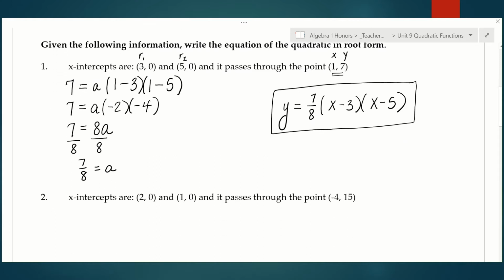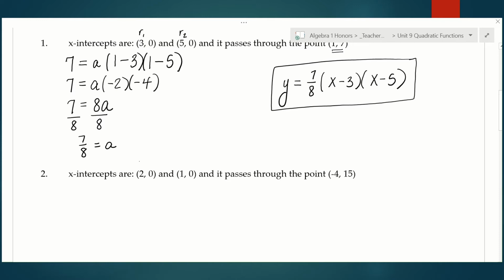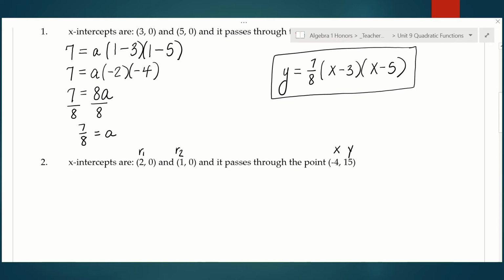Okay, so let's try another one. Number 2, again, we're given the x-intercepts, and we're told that this parabola passes through the point -4, 15. Okay, so again, root 1, root 2, x-coordinate, y-coordinate. So a is what I don't know. All right, so in place of y, we're putting 15. A, x is -4 minus the first root, 2. X again, -4 minus the second root.